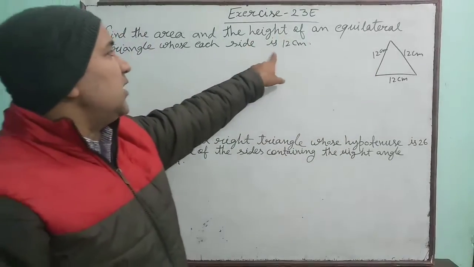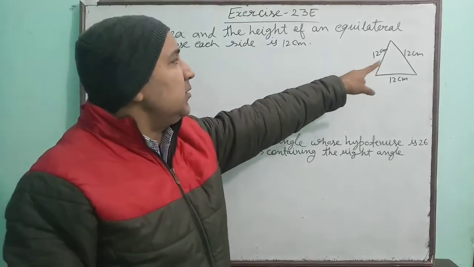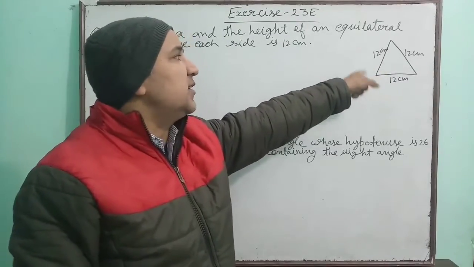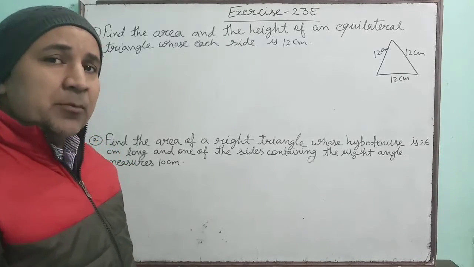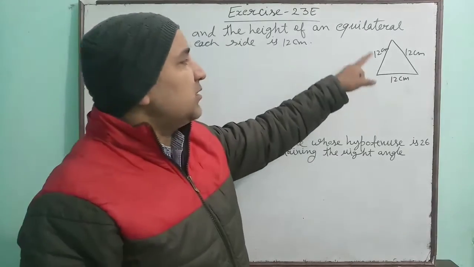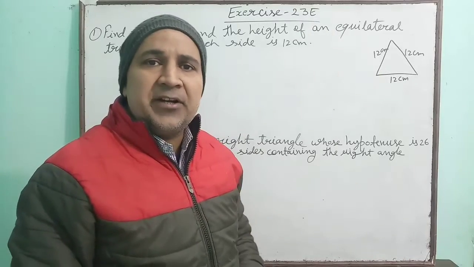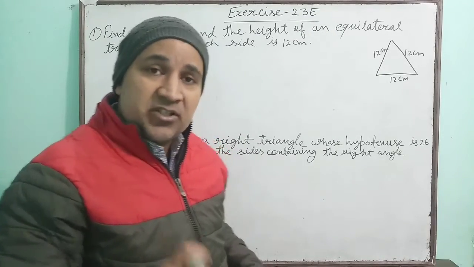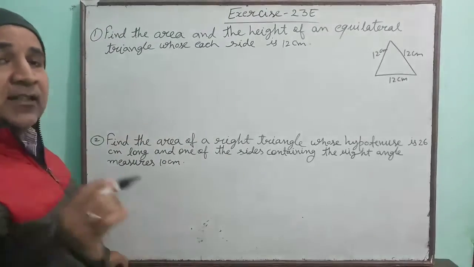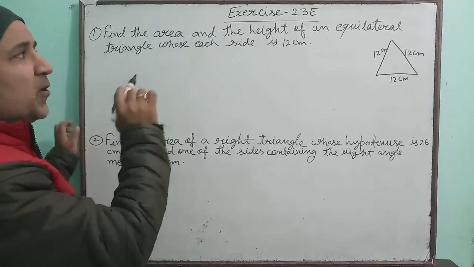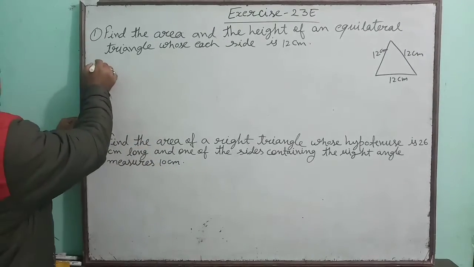So if one side is given as 12 centimeter, then we know that all the three sides will be 12 centimeter. And we have learned the method: if all the three sides of a triangle are given, we can find the area of the triangle. But children, if all the sides are equal, then there is a shortcut method for finding the area of an equilateral triangle. And what is that? See here.